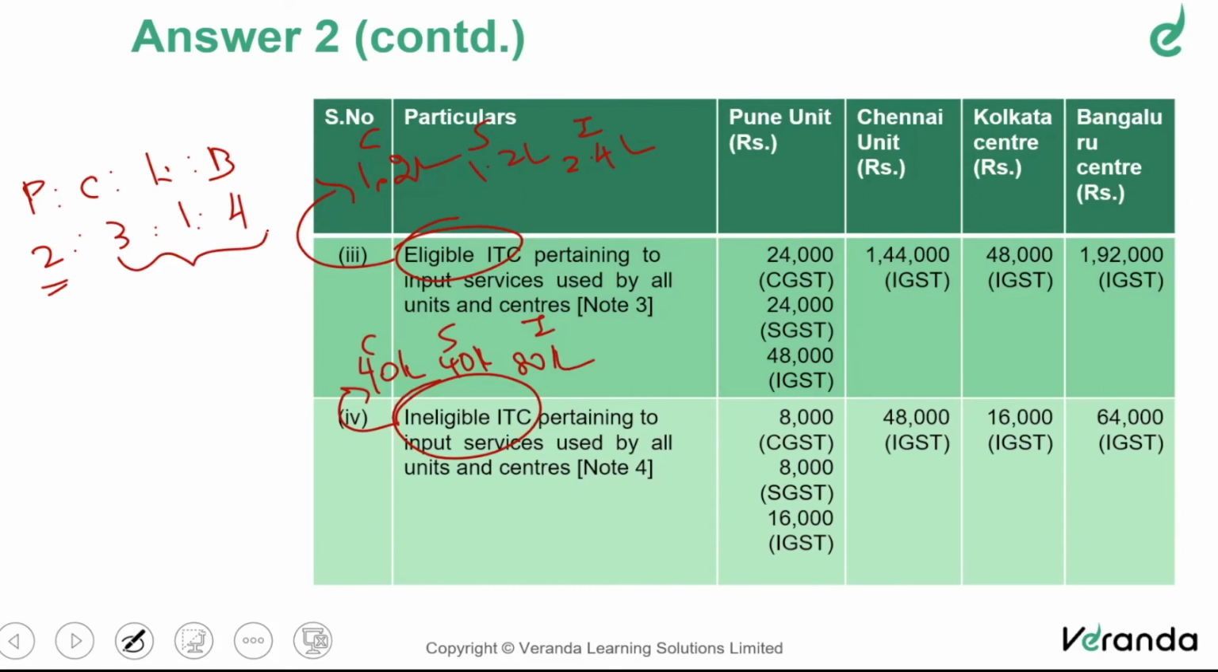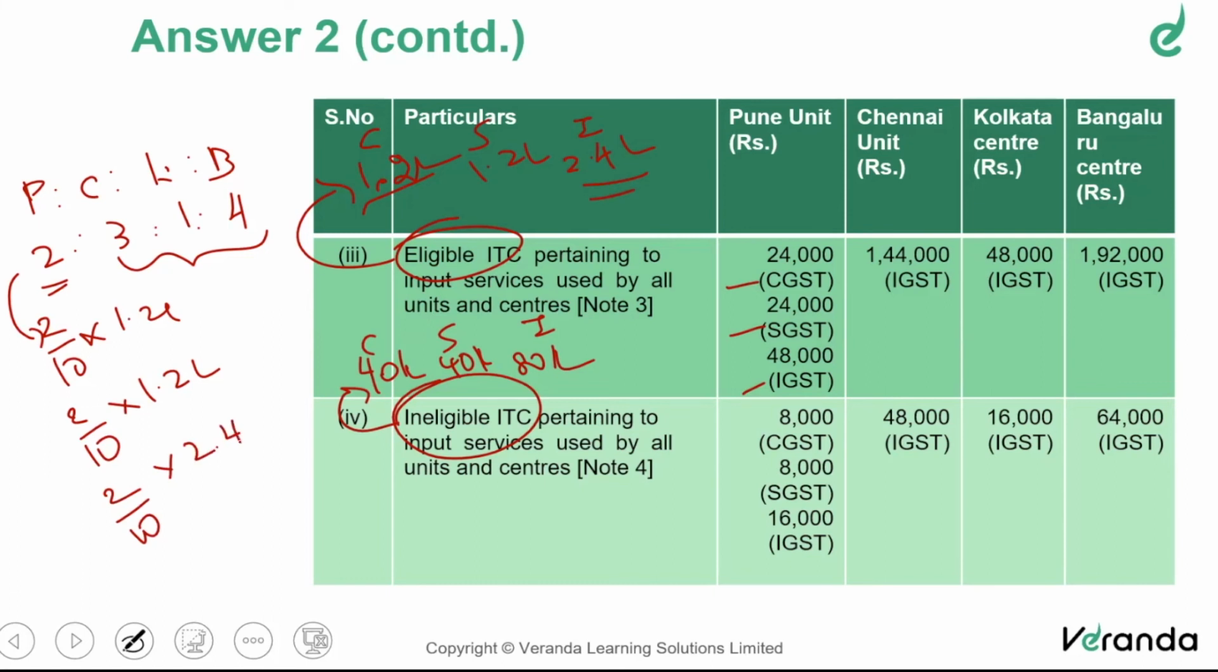Now, as far as Pune is concerned, CGST, SGST, and IGST, we'll have to apply this ratio of 2 by 10, correct? So 2 by 10 multiplied by 1.2 lakhs, again 2 by 10 multiplied by 1.2 lakhs, and 2 by 10 multiplied by IGST 2.4 lakhs. This will be the calculation for these 3 amounts. Is it right? Yes. 1/10 is 10%, which is 12,000. So 2/10 is 24,000. So 24,000, 24,000, and 48,000. Correct? Yes.